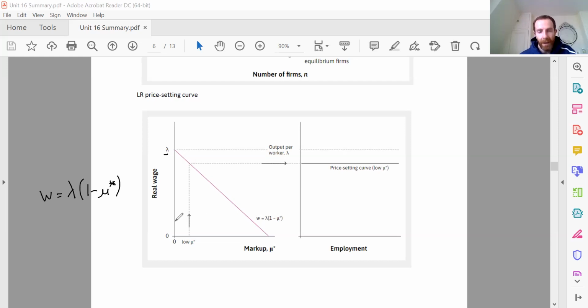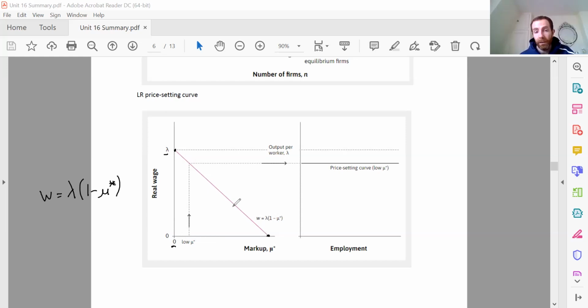So if the markup of the firm was 0, they're not able to make any profits whatsoever. Well, that means the value of the output must all be going to the workers. Where on the other end, down here, if the markup was equal to 1, then this whole thing, the real wage, is 0, meaning that the firm is making all of the profits and the workers are getting no wage. So those are obviously our two extreme cases.